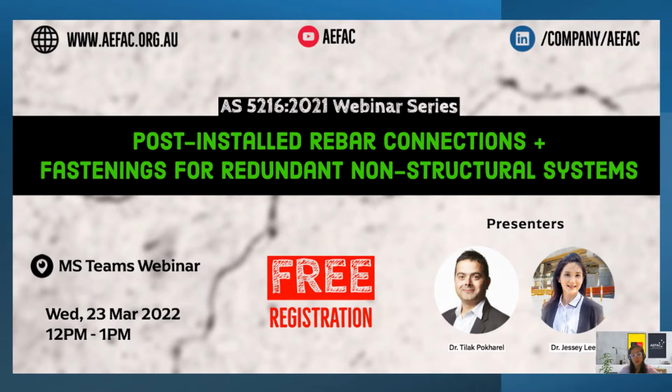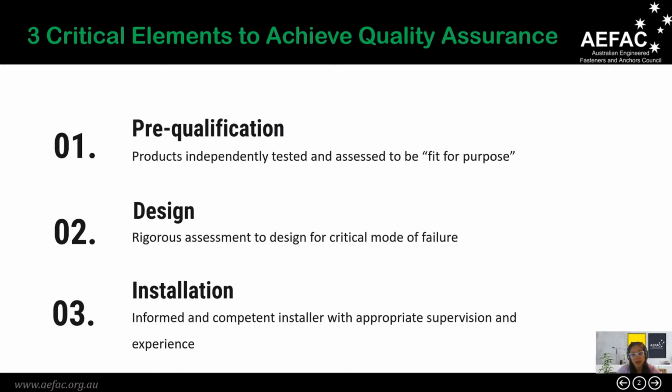Right. So to start off, I'd like to just highlight again the three critical elements to achieve quality assurance for anchors. The very first one: anchor product must be independently tested and assessed for it to be fit for purpose for its intended application.